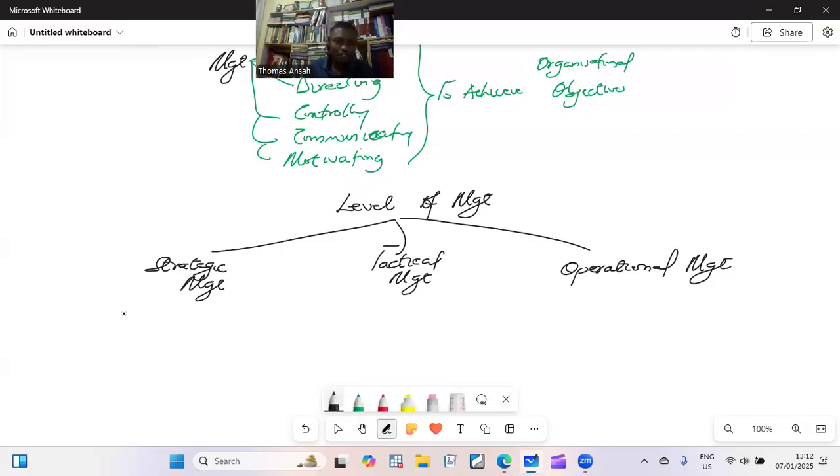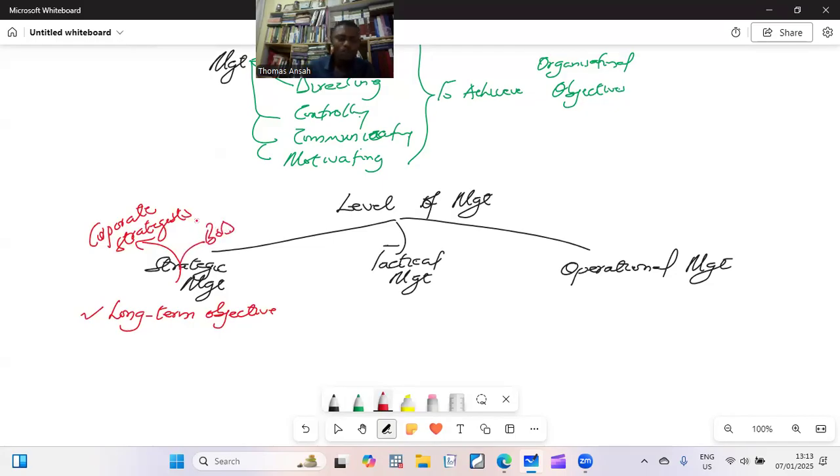Those who are at the strategic level are those who are looking at the long-term objectives of the entity. They are interested in the long-term objectives, so they set what the organization is all about. We call these people corporate strategists. These are the people who are making strategies at the corporate level. They sit at the board level. So you see these people at the board level, and we normally look at them from the perspective of the board of directors and staff.